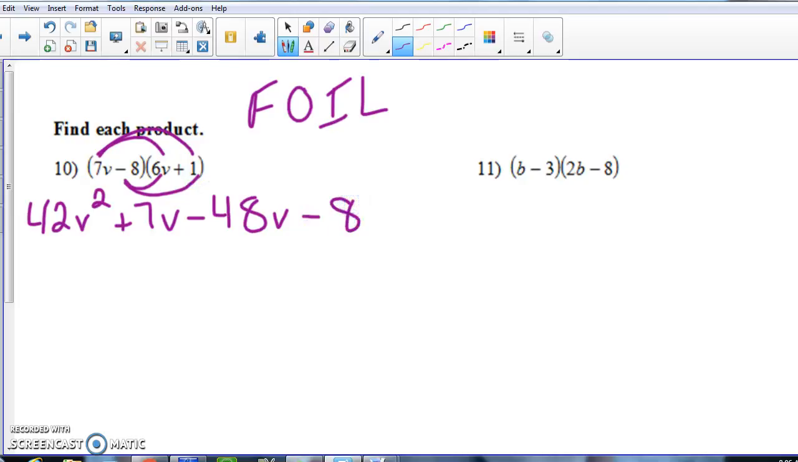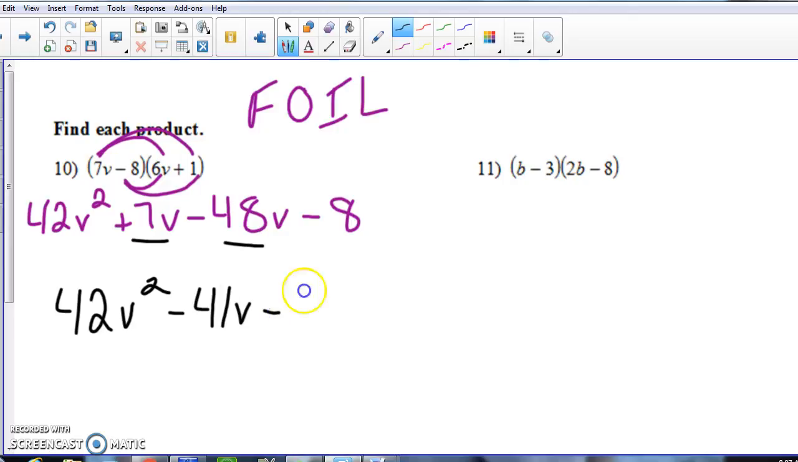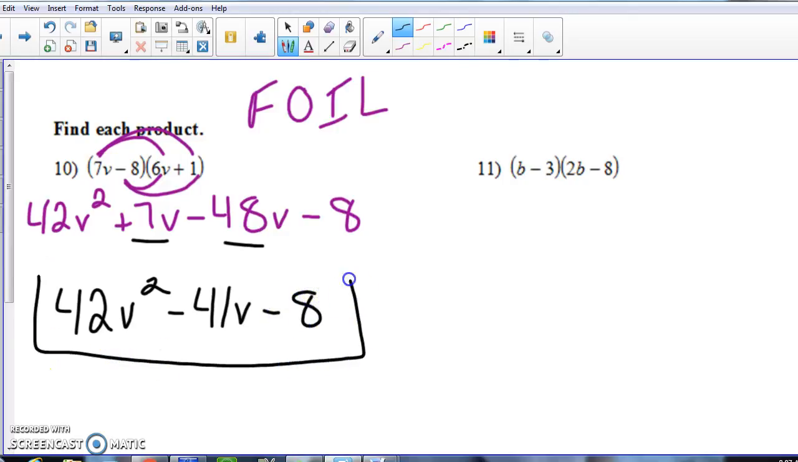Now, the most common mistake I see here is just stopping here. You've got to remember, like anything else we do, at this point, if there are like terms, we have to combine them. There really are like terms here. There happen to be like terms in the middle. They don't have to always be in the middle, but in this case they are. So if I bring down, there's nothing to combine the b squared with, so I'm going to bring down the 42b squared. My like terms of positive 7b and negative 48b, those combine to negative 41b. And then I bring down my minus 8. And then I am done.